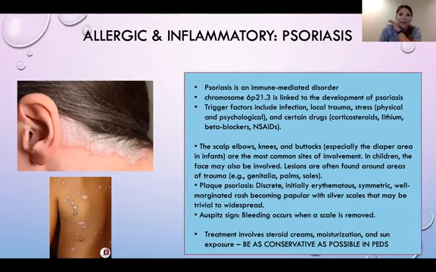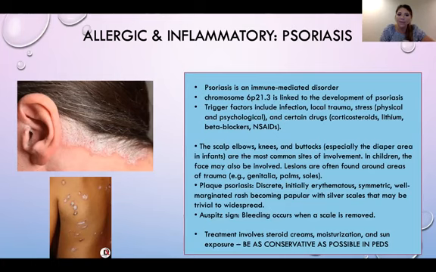The next thing we're going to talk about with allergy and inflammatory skin conditions, and I promise we are almost done, is psoriasis. This is an immune-mediated disorder, and interestingly, they found a chromosome that is linked to the development of psoriasis. They've also found certain triggers that contribute to people developing psoriasis, which include infection, local trauma, physical and psychological stress, and certain drugs: beta blockers, lithium, NSAIDs, and steroids, which is interesting to me.